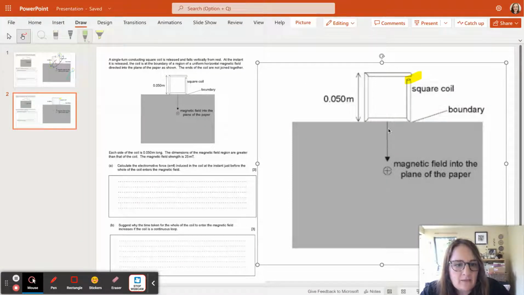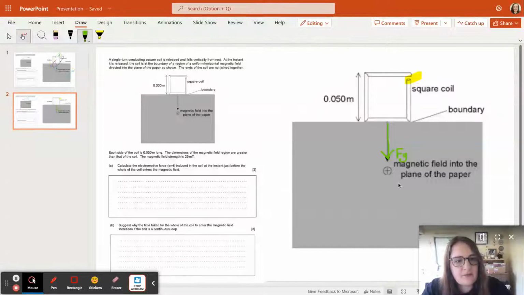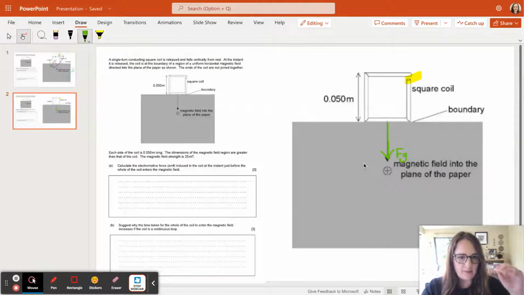So what we have is a force down due to gravity. Okay, so I'll label this as FG. So this thing is physically falling because it's got a mass, it's in a gravitational field, so it's falling due to gravity. We know that we have movement of a conductor now inside of a magnetic field, and we've got that into the plane of the paper.